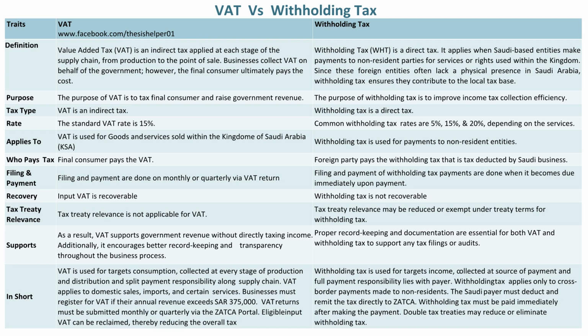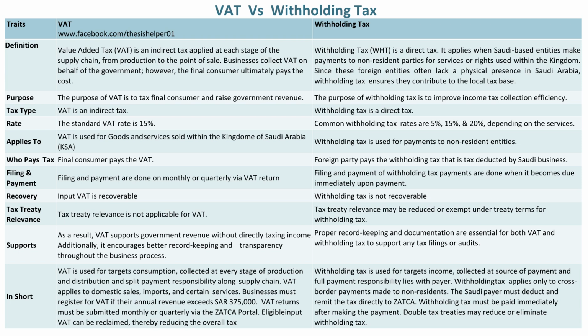In short, VAT targets consumption, is collected at every stage of production and distribution, and split payment responsibility along the supply chain. VAT applies to domestic sales, imports, and certain services. Businesses must register for VAT if their annual revenue exceeds Saudi Riyal 375,000. VAT returns must be submitted monthly or quarterly via the Zatka portal.